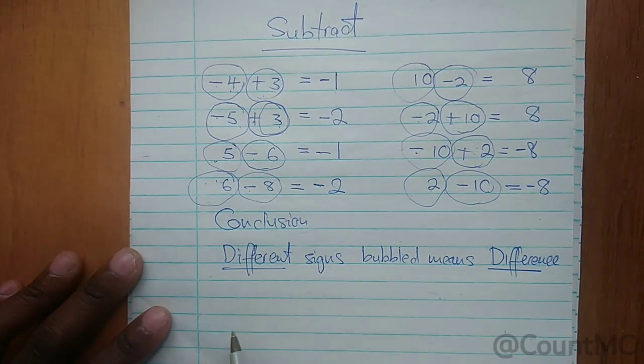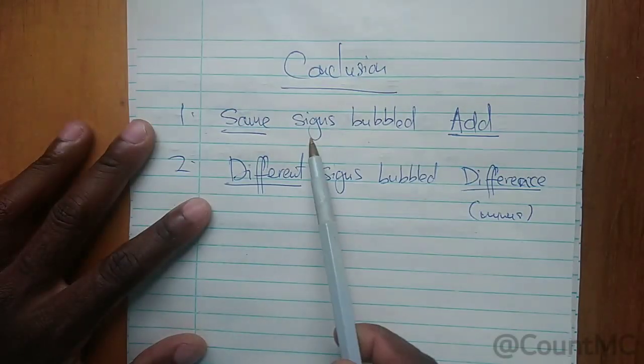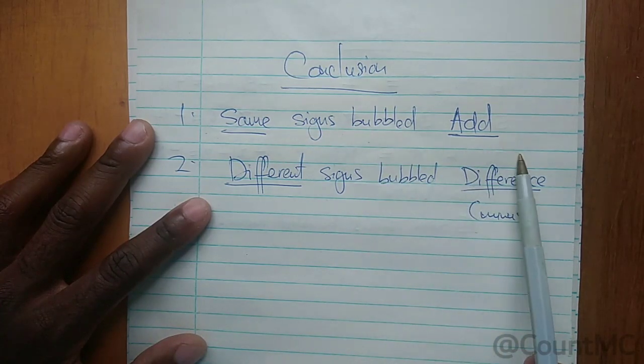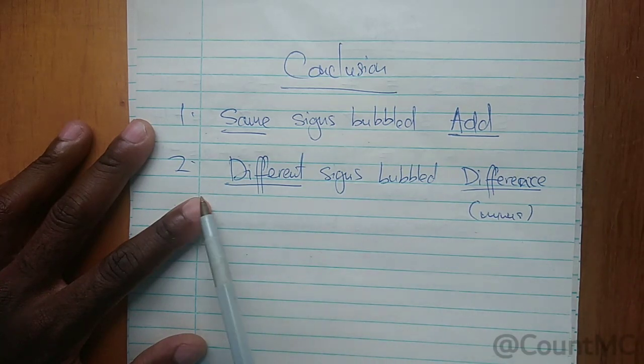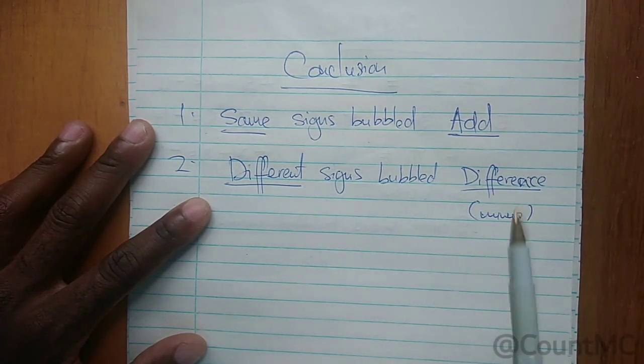In conclusion, we are saying when you have different signs that are bubbled, it means find the difference. Different equals difference. If you've got the same signs bubbled, just add, then take the sign of the bigger number. If you've got different signs bubbled, find the difference and also take the sign of the bigger number.